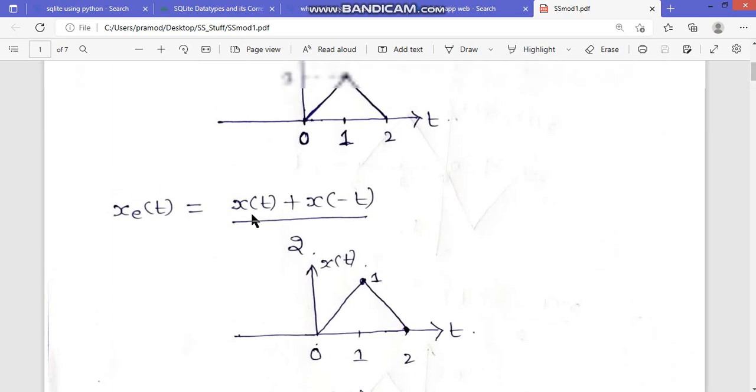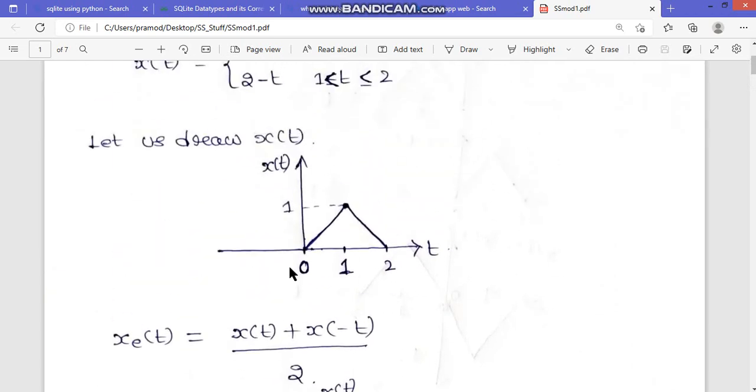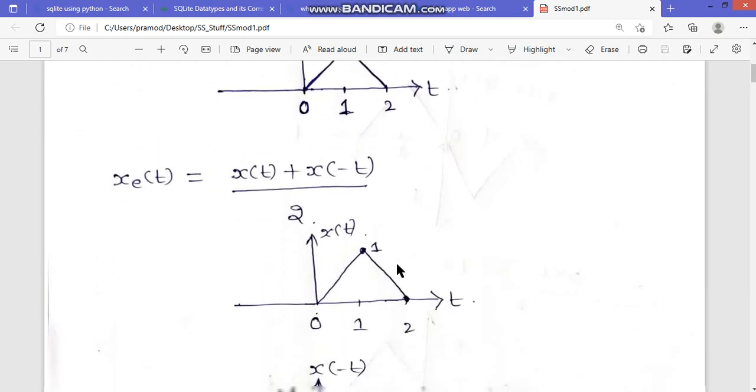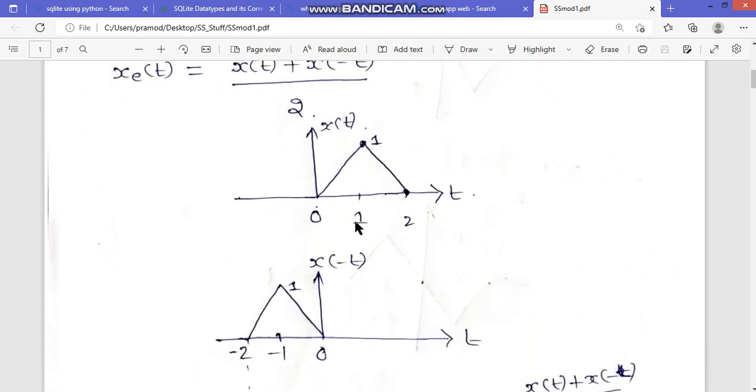So we know the value of x of t now, we have drawn it. So x of t is this one, and what is the next thing we have to find? X of minus t. So what will happen if you write minus t over here? This is just a reflection of x of t, right? So you will get this reflected version of this signal. So this is correct, right?